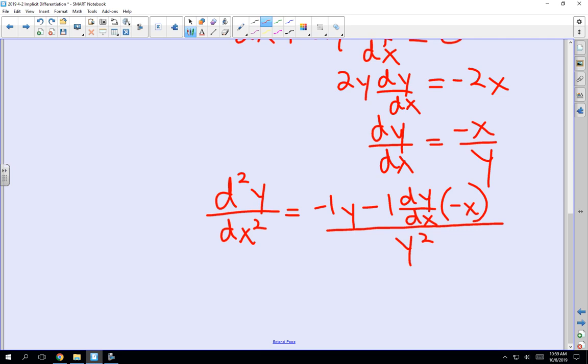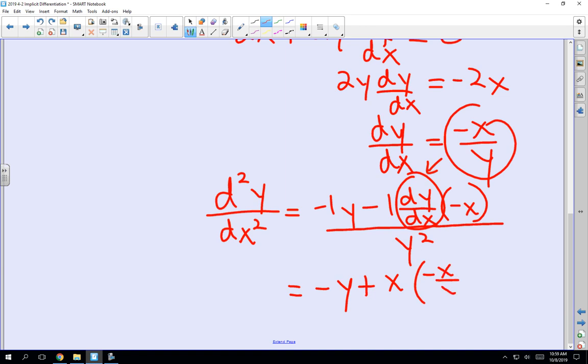And this is about done, except that we would take this dy/dx and substitute in the first derivative up here, right there, and then we're good to go. So second derivative is -y plus x, and I'm going to replace dy/dx with -x over y, all over y squared. And on an AP multiple choice question, they might simplify that a bit. You have to be prepared to do that. But for our purposes, this is the second derivative implicitly, and you're good to go.